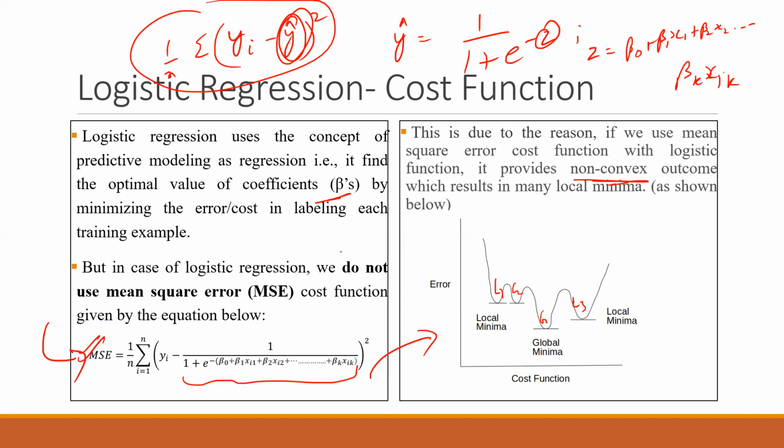Otherwise you are having four minimas here, four valleys, this is 1, 2, 3, 4, and you have to see which one is giving you the least error on this scale. Whichever is giving the least error is called the global minima.